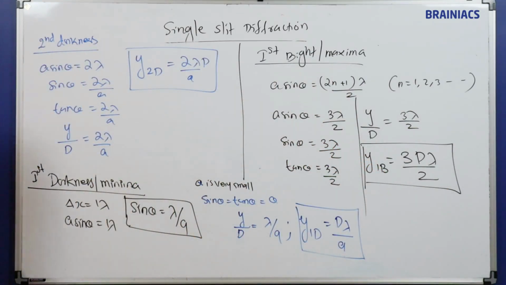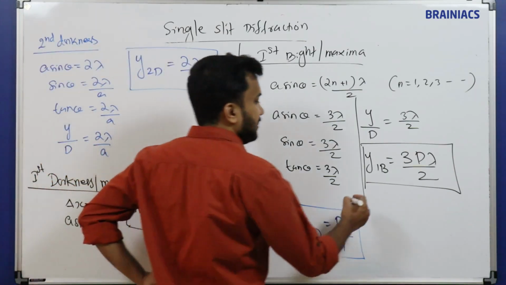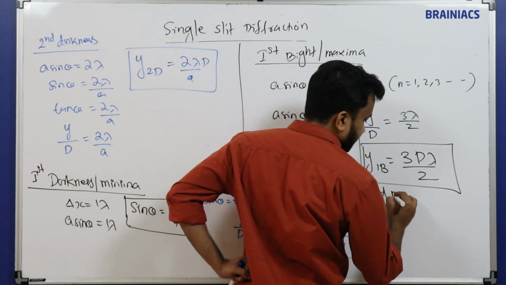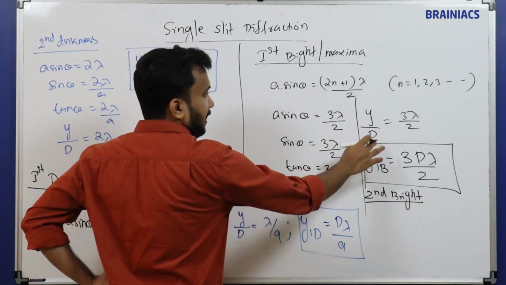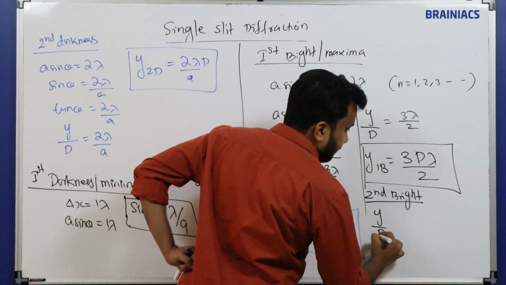Okay, this is the first bright. So how will the second bright come? You know the second bright, what is the formula? Second bright, what is the difference? Same y by D, very same.